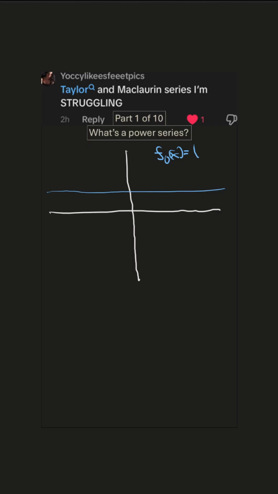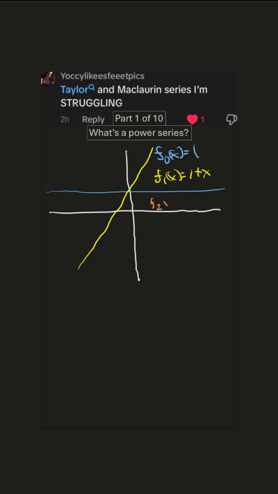See if you can guess what these graphs look like as I write them out. We'll start with something simple. f sub 0 of x equals 1. What's your guess? It's just a horizontal line. How about f sub 1 of x equals 1 plus x? That's the y equals x line shifted up by 1.